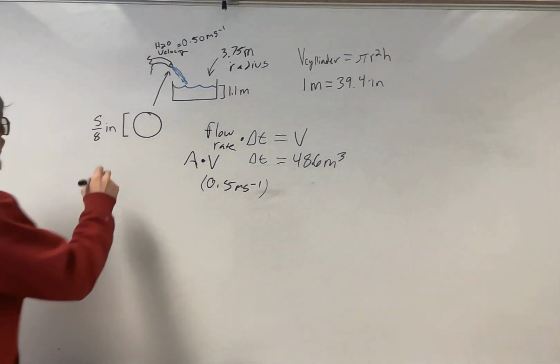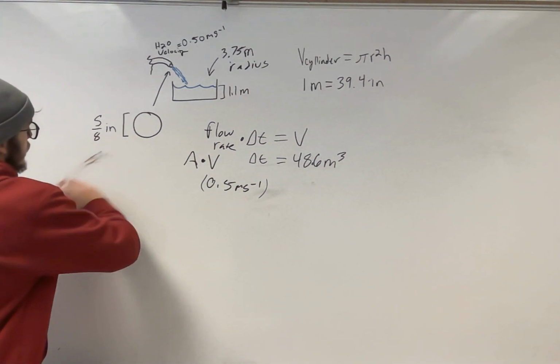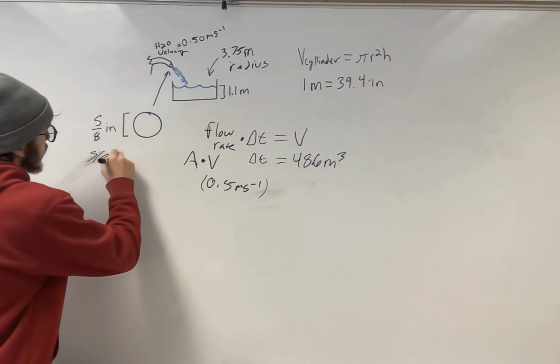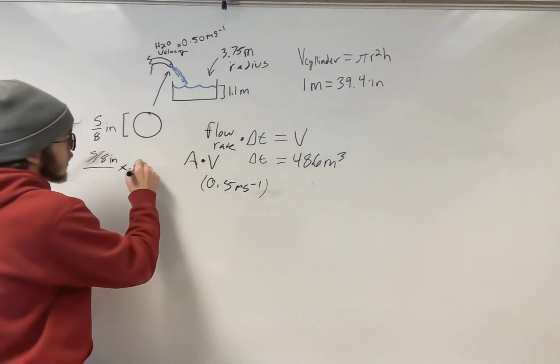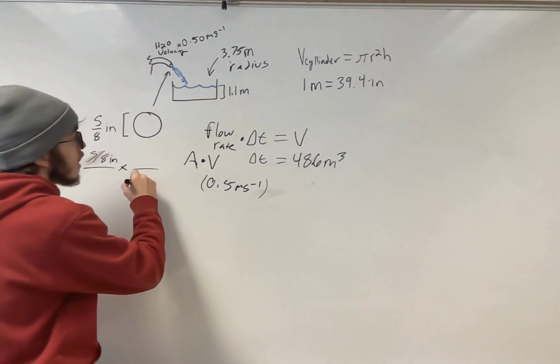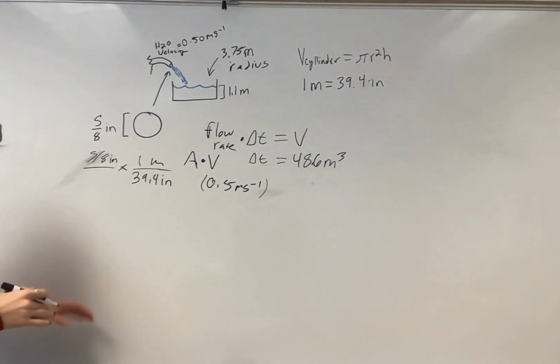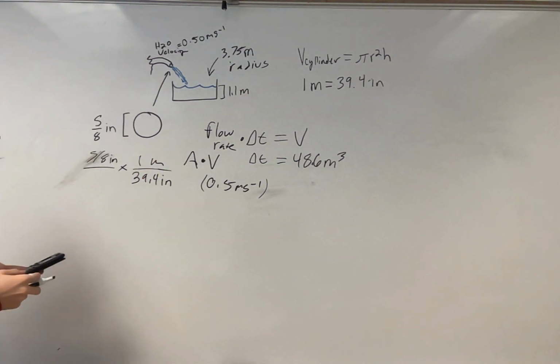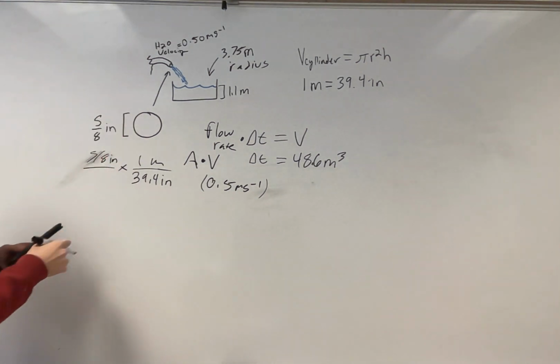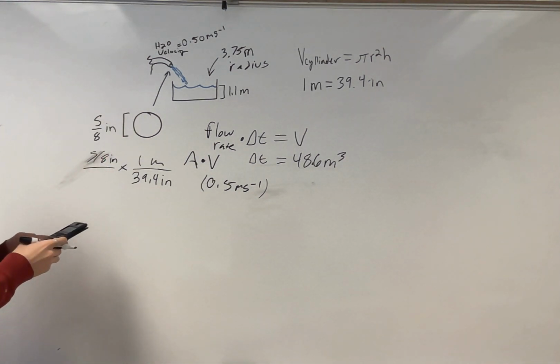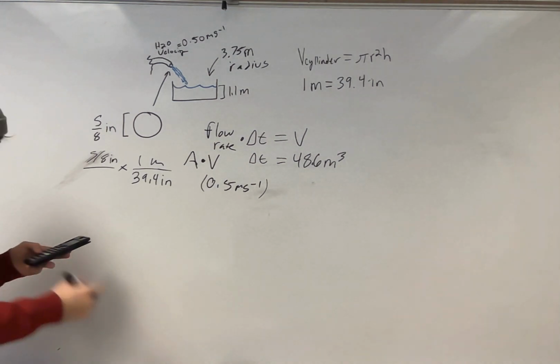So we have to do a little conversion. 5 over 8 inches. We'll just do a little bit of dimensional analysis. 39.4 inches over 1 meter. So we can actually find the amount of meters that we have for the diameter. So let's go ahead and do that. 5 over 8 divided by 39.4.